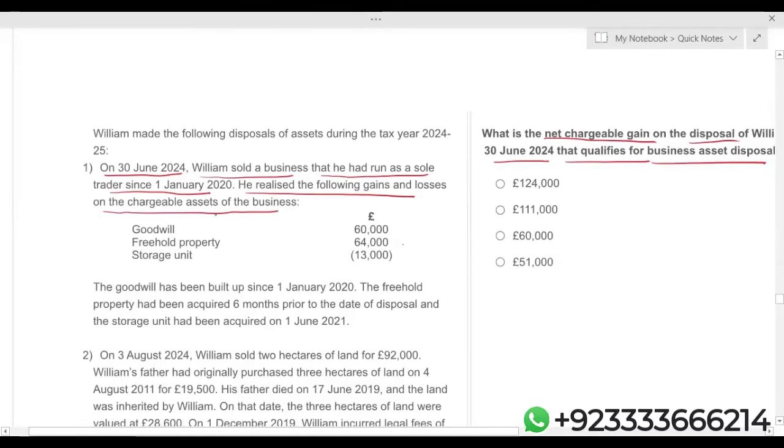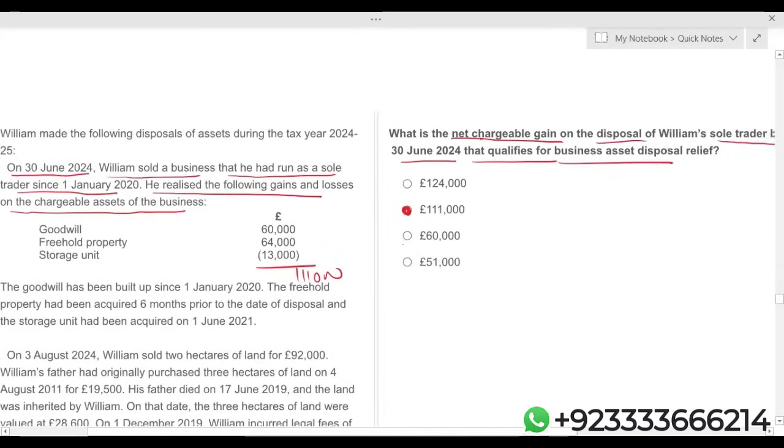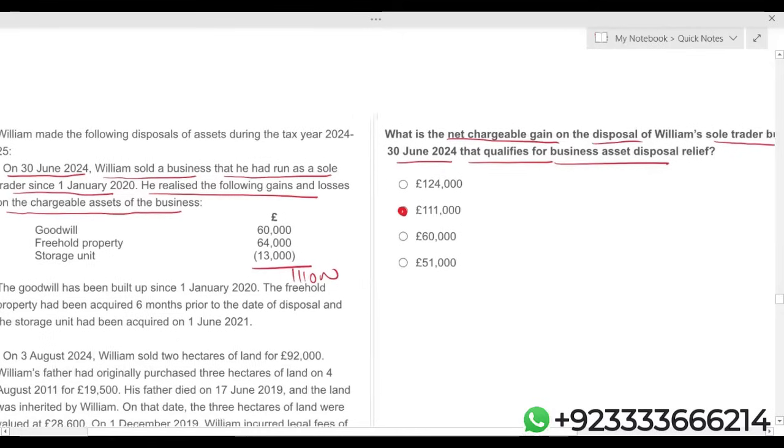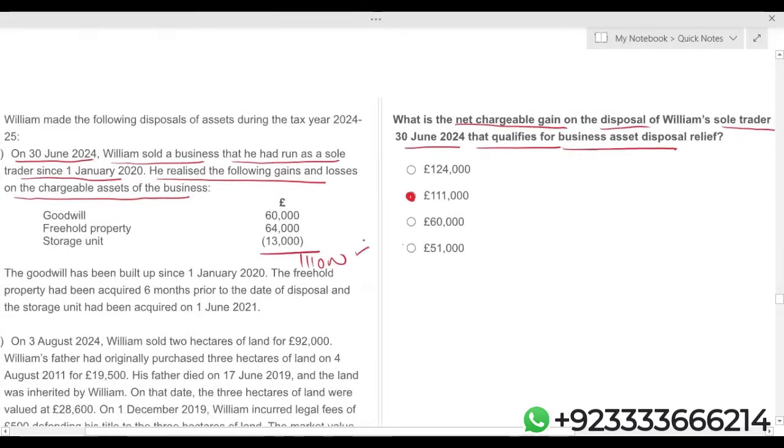Chargeable means they have resulted in capital gain or loss. So simply 60,000 plus 81,000 minus 30,000. I'm getting 111,000. What is the net chargeable gain on disposal of William's sole trader business? So net chargeable gain is this.